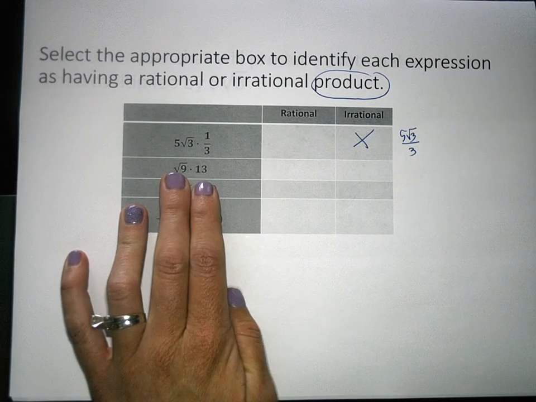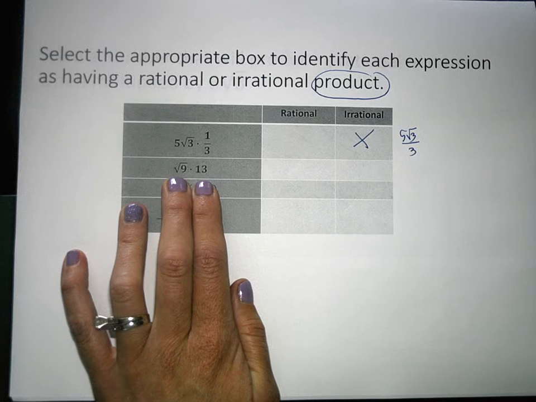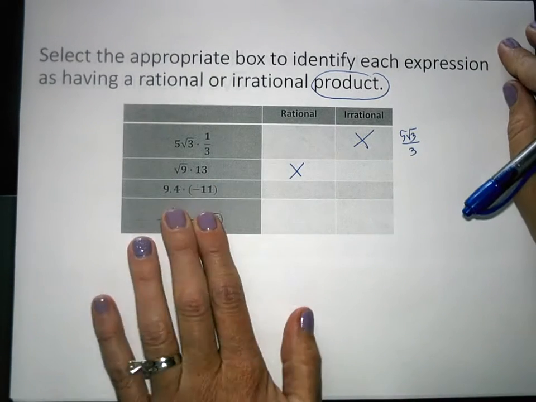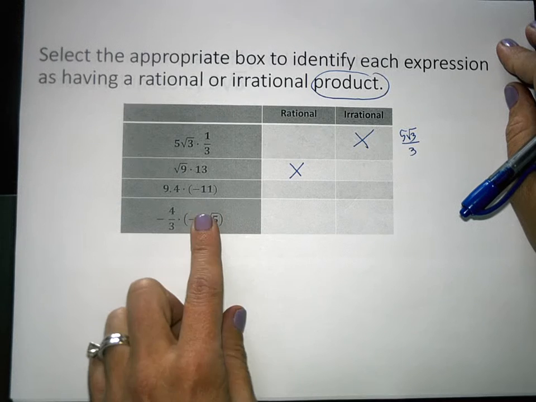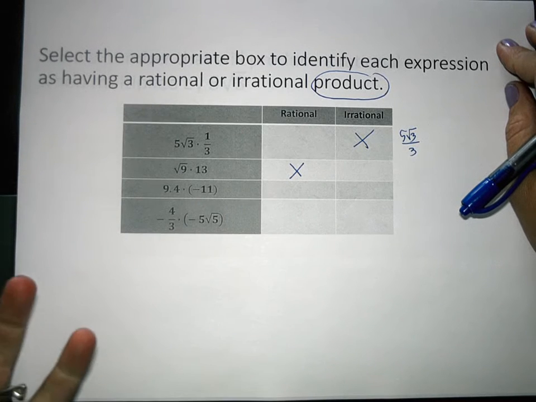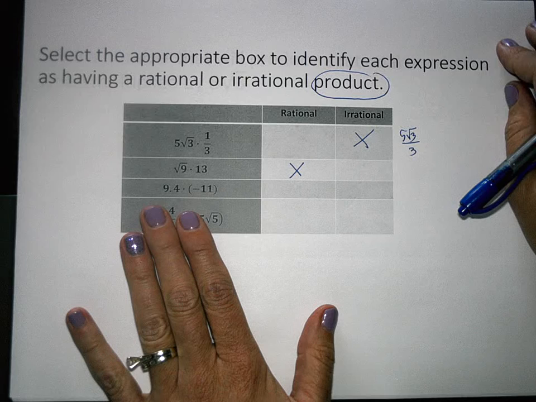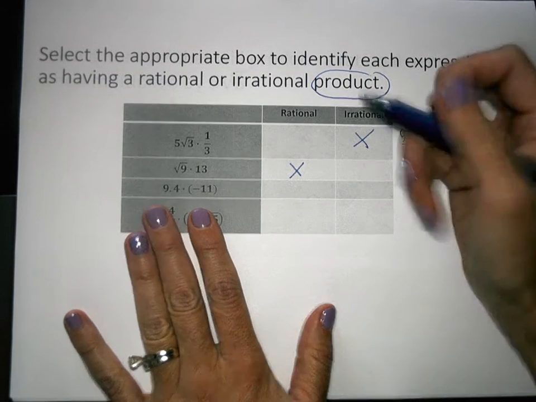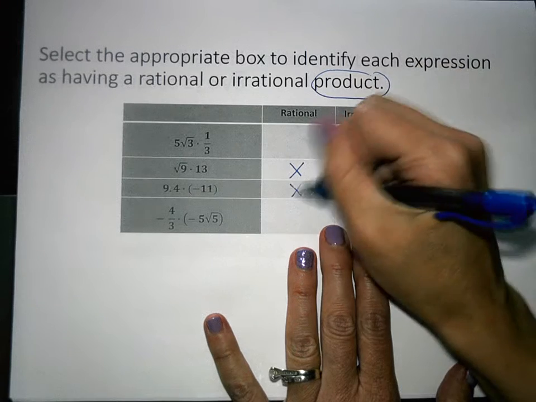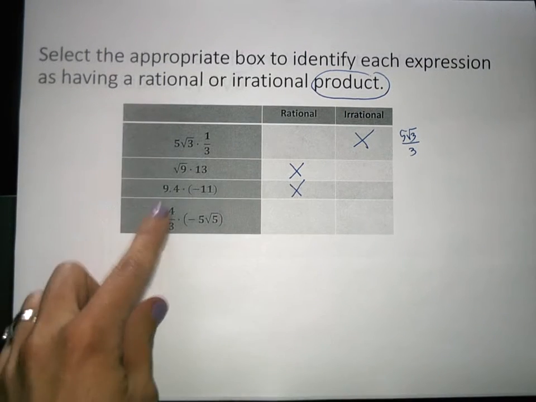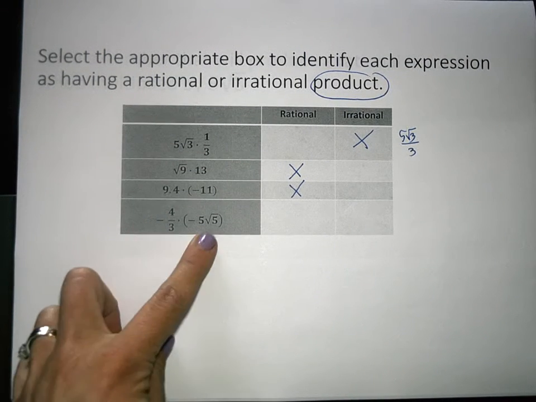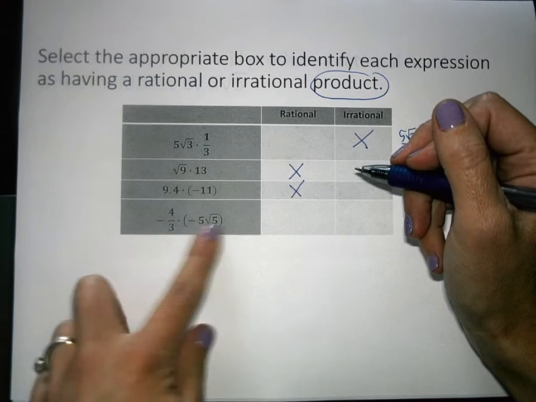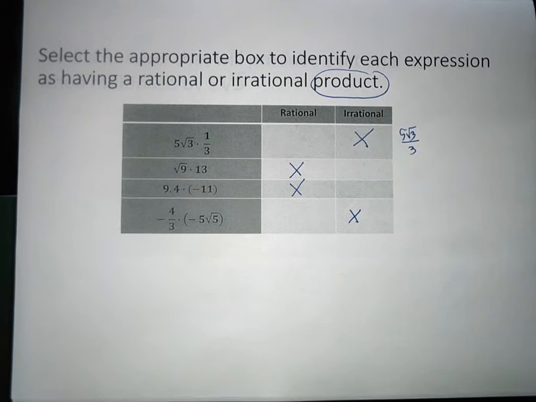Here, the square root of 9 is 3, and 3 times 13 will give me 39, which is a rational answer. 9.4 times -11, it doesn't really matter what the answer is there. It will be able to be written as a ratio of 2 numbers or a fraction, and so that would be rational. And then -4/3 times -5 root 5 will still have a root in this answer, so therefore it will be irrational.